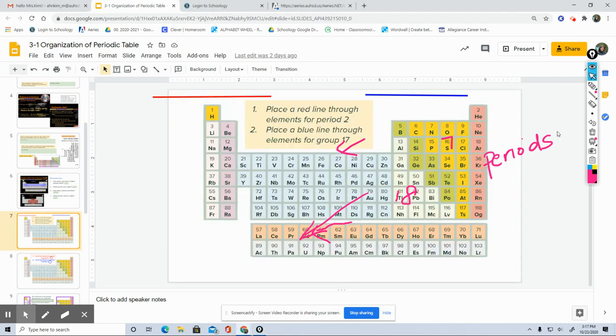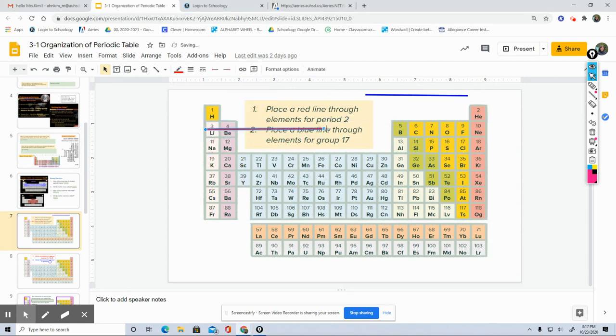Slide number 7. It says place a red line through the elements in period 2. So you have to place your red line like this, and the blue line through group 17. So you need to change the direction and place it right there in group 17.